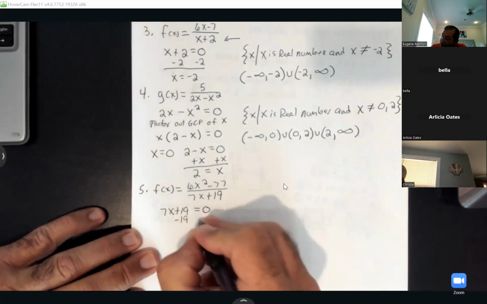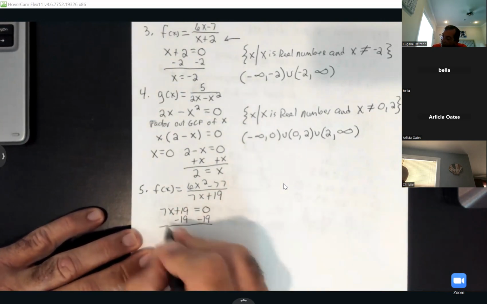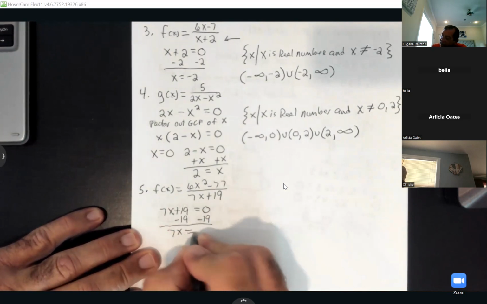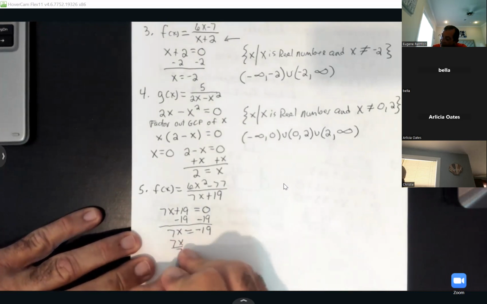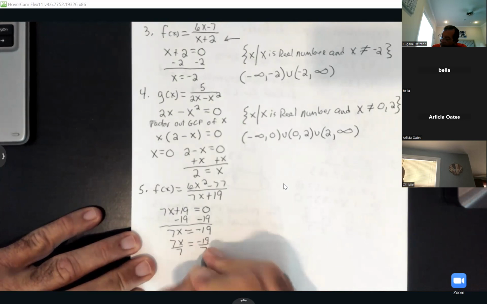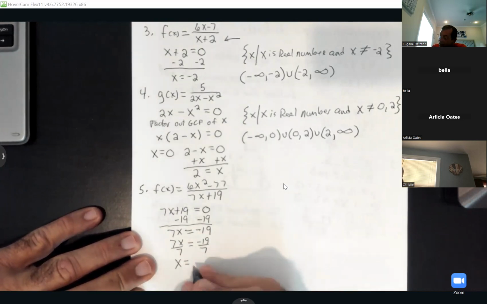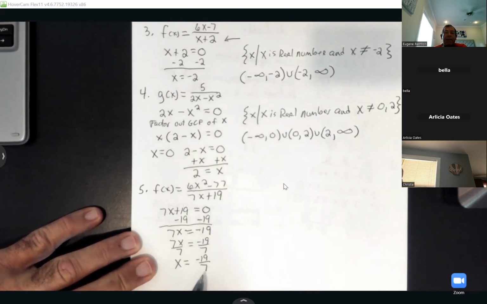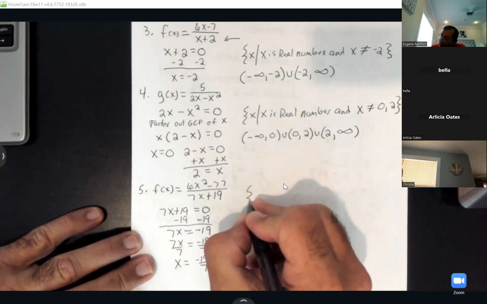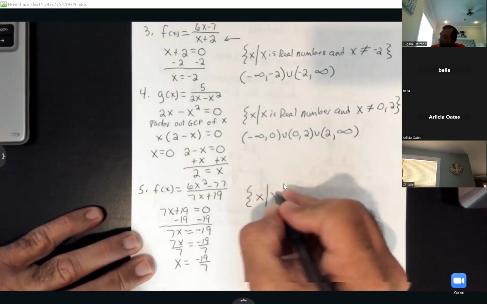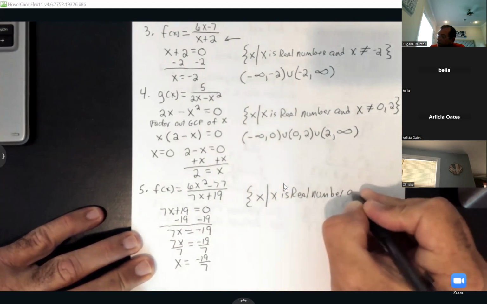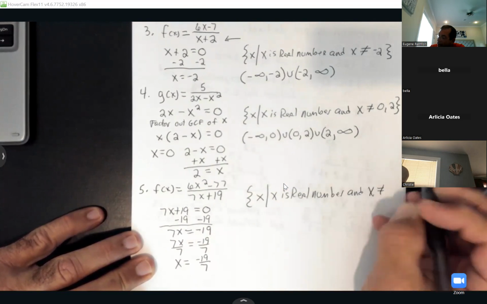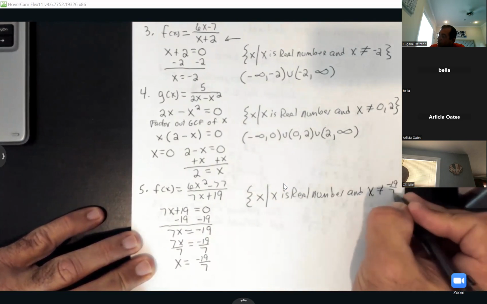So start out by subtracting 19. We'll get our 7x, that cancels. That's going to equal negative 19. Divide both sides by 7. So I get x is negative 19 over 7. Can't do nothing to simplify that. So one number to kick out. So x such that x is a real number and x cannot equal negative 19 over 7.